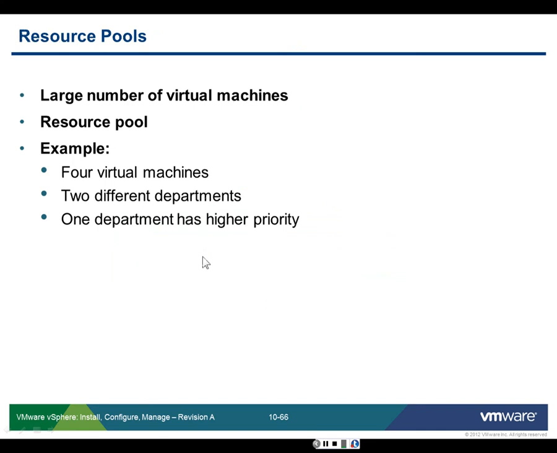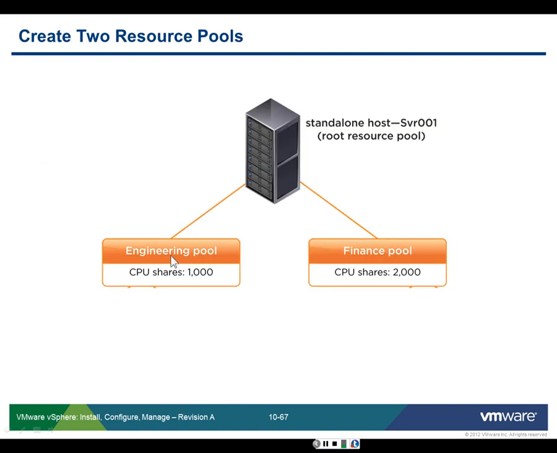But we want to use resource pools. When you have a large number of virtual machines, you use a resource pool. Group the virtual machines in the resource pool. In this example, we will have 4 virtual machines which are in 2 different departments, and one department has higher priority than the other. So one resource pool is one department. Now, a resource pool is just a container. It's kind of like a folder. It's used to group virtual machines together.